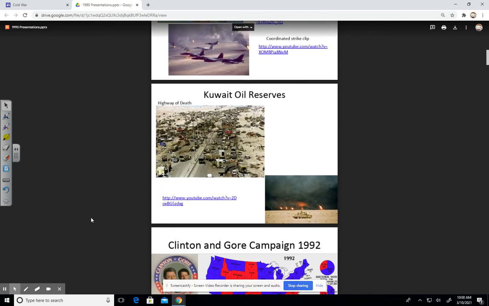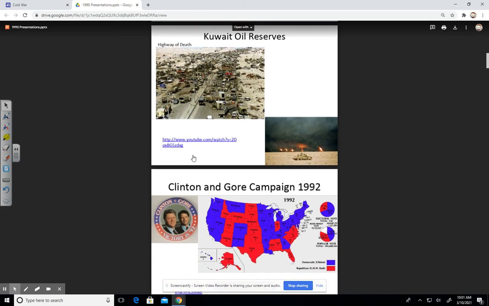Saddam Hussein, in his attempt to deal with the attack, decides, I'm just going to set the oil fields on fire, and he ignites the Kuwaiti oil fields. This is an image of the highway of death, which should give you an idea of the devastation the United States military inflicts on the Iraqi people.